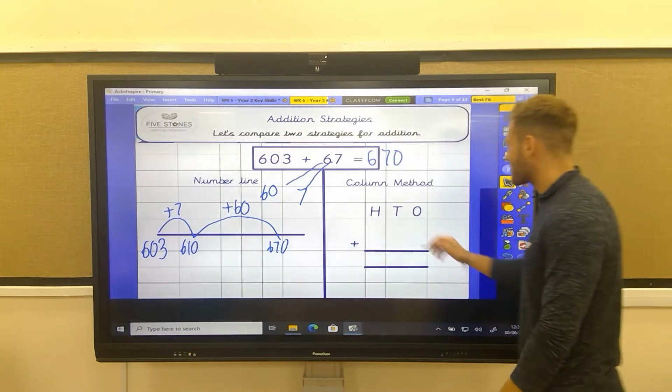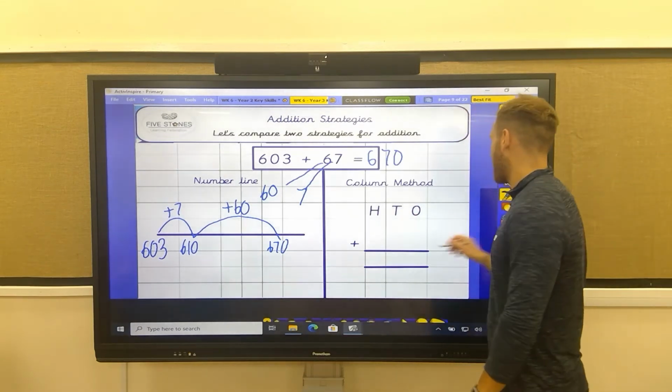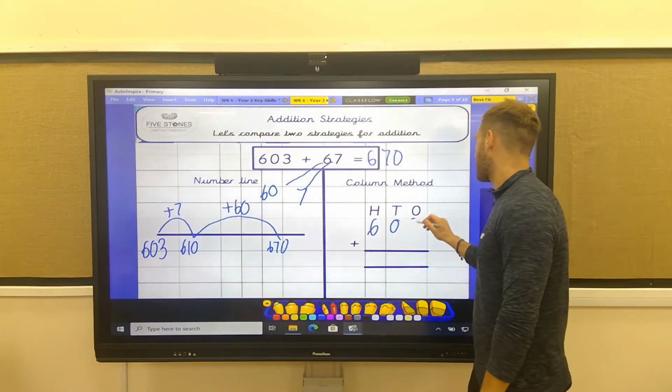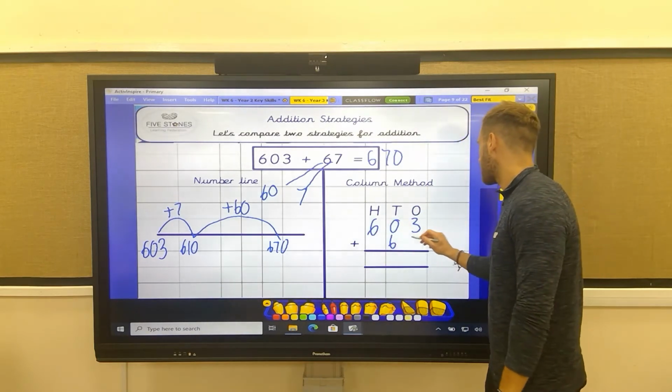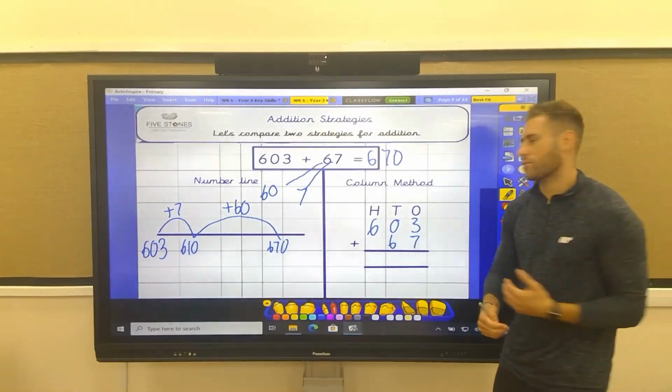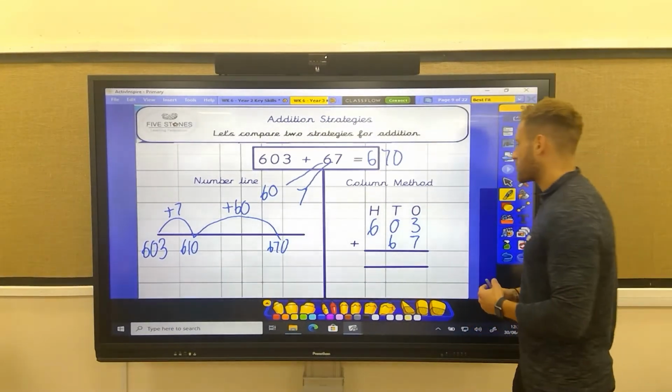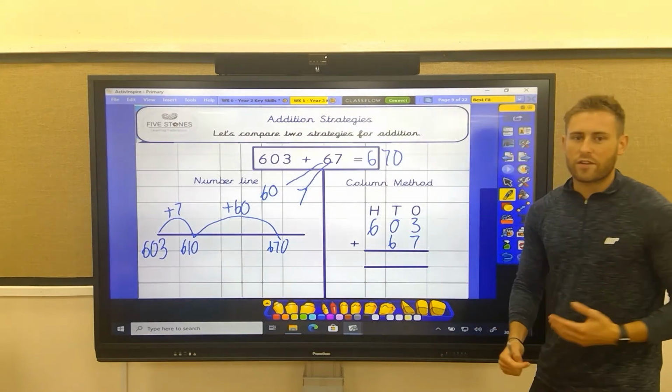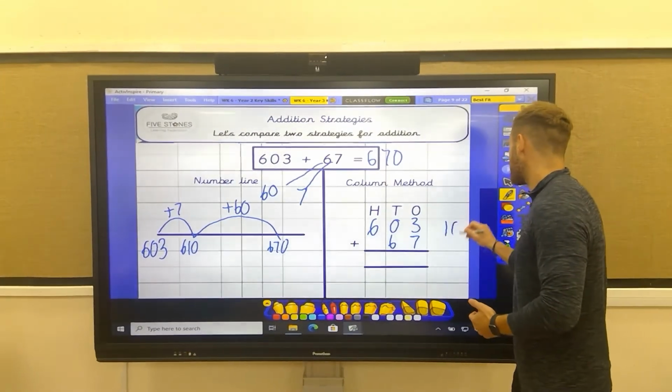We are back in, so we've got 603. We'll get my pen first. 603, add the 67. Where do we start with column addition? Our 1s, just in case something happens, we need to exchange over. So we've got 3 and 7 gives us, yes, it gives us 10, doesn't it?